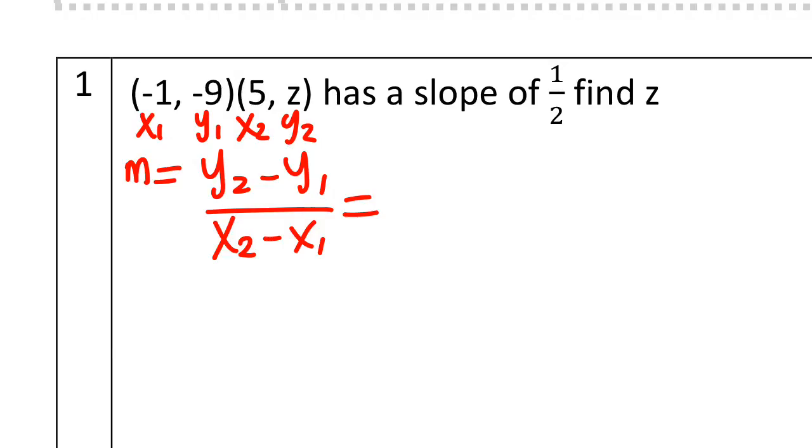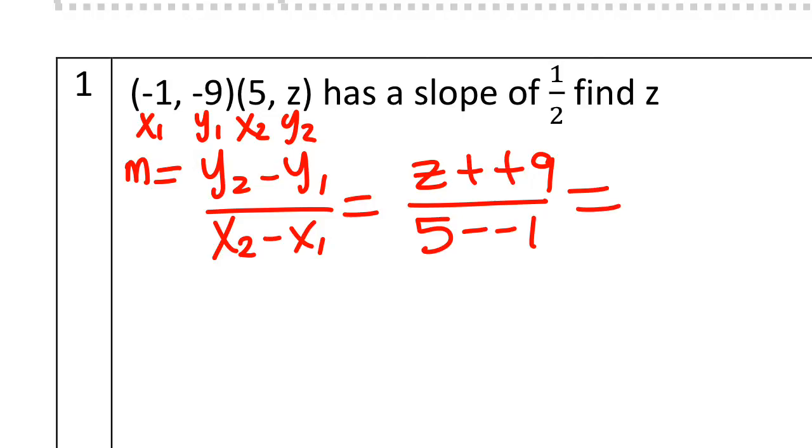So y2 is actually z. I don't know what z is. It's my job to figure out what z should be in order to make this slope actually correct. So write z minus a negative 9 on top of 5 minus a negative 1. So in both of these cases, I need to do keep, flip, change. So on the top, I have z plus 9, and on the bottom, I have 5 plus 1, which is 6.